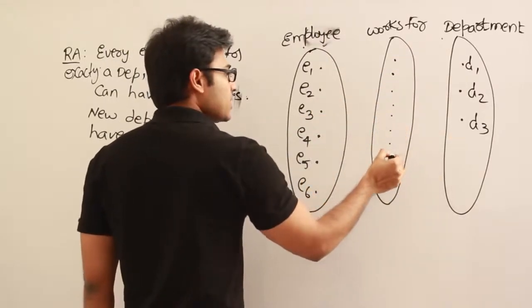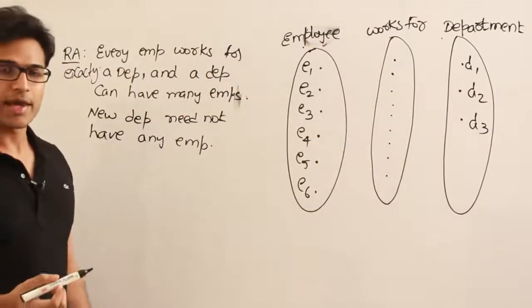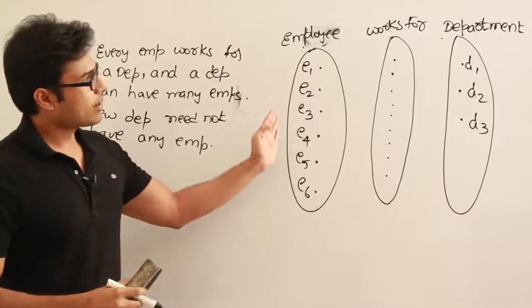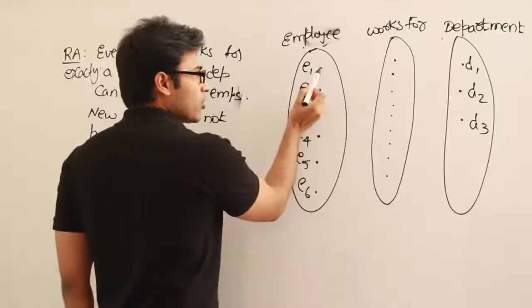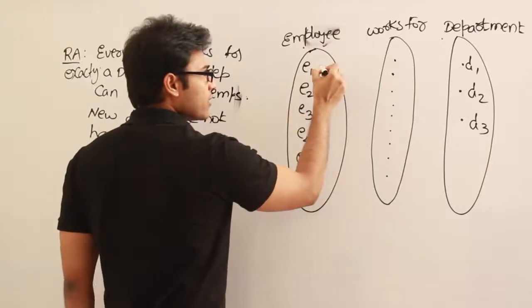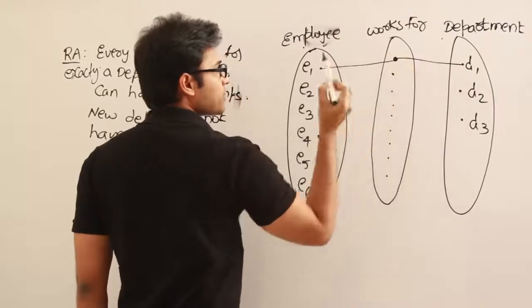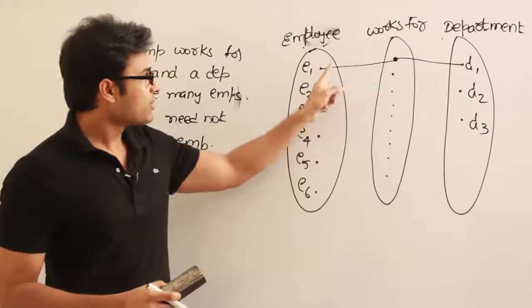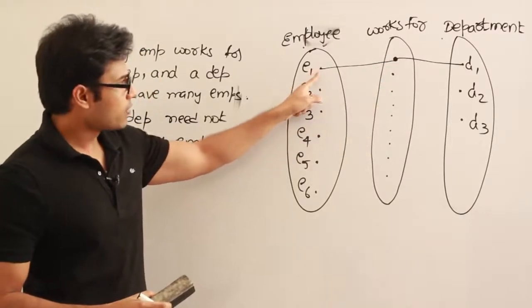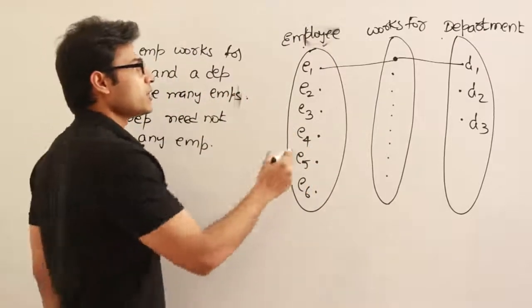So every relationship in the relationship type is actually an association between employee and department, right? So how is it? If employee E1 works for department D1, then we are going to join these two in this relationship type, in this relationship, got it? Therefore this relationship is a combination of one entity from here and other entity from here, got it? And what about this one?